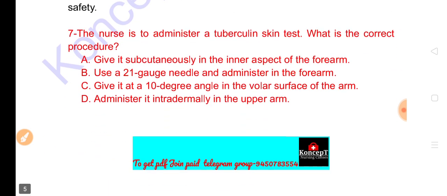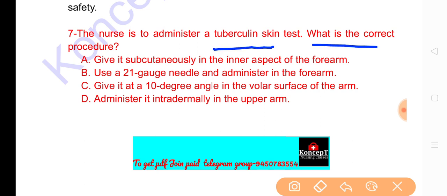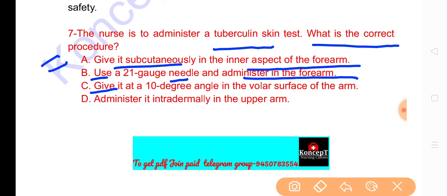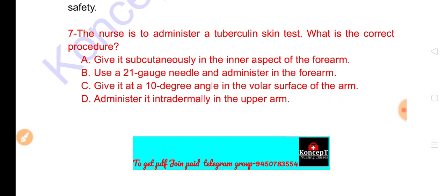Next, the nurse is to administer a tuberculin skin test. What is the correct procedure? Give it subcutaneously in the inner aspect of forearm. Use a 21 gauge needle and administer in the forearm. Give it at a 10-degree angle in the volar surface area of the arm. Administer it intradermally in the upper arm. Let us see the correct answer.